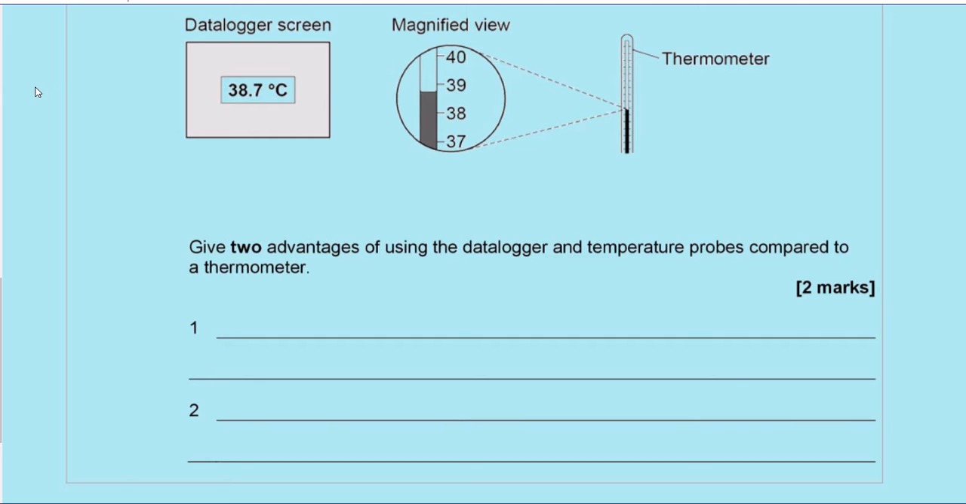Now, the first advantage of the data logger is it has a higher resolution. With the data logger I can easily see whether it's 38.7 or 38.8. I can read the data logger to 1 decimal place. Whereas if I look at the blown up view of my thermometer, I can see it's between 38 and 39, but there's no way I can tell it's 38.7. So the way of expressing that is to talk about the resolution of the instrument and to say that the temperature probes have a higher resolution. They are more sensitive.